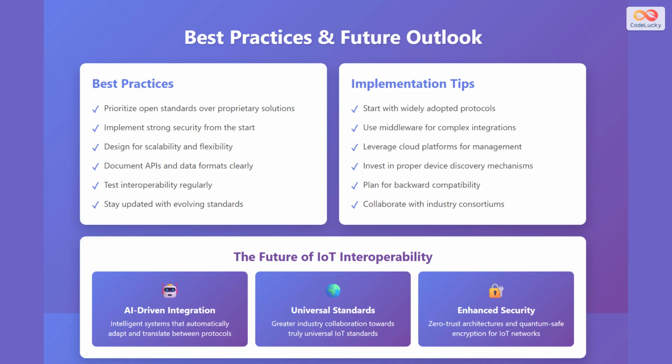Looking to the future, several exciting trends are emerging. AI-driven integration will use artificial intelligence to automatically adapt and translate between different protocols without human intervention. Imagine systems that learn how to communicate with new devices automatically. Greater industry collaboration is pushing toward truly universal Internet of Things standards. Competitors are realizing that cooperation on interoperability benefits everyone. Enhanced security approaches like zero-trust architectures and quantum-safe encryption will protect Internet of Things networks against increasingly sophisticated threats.